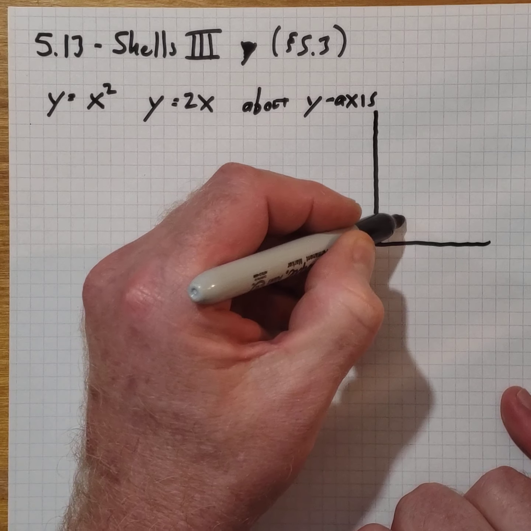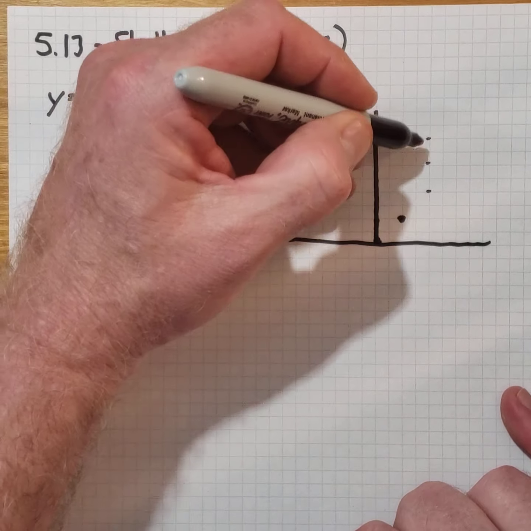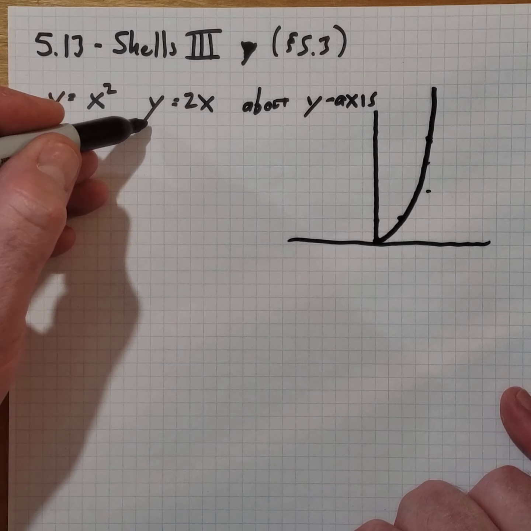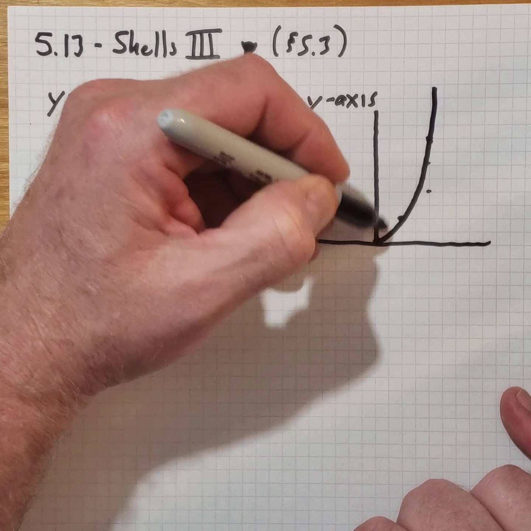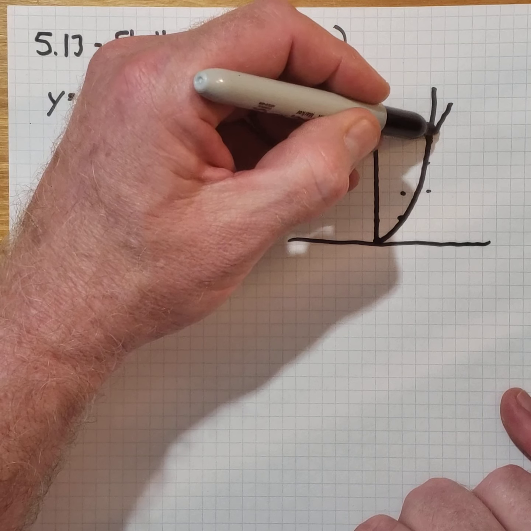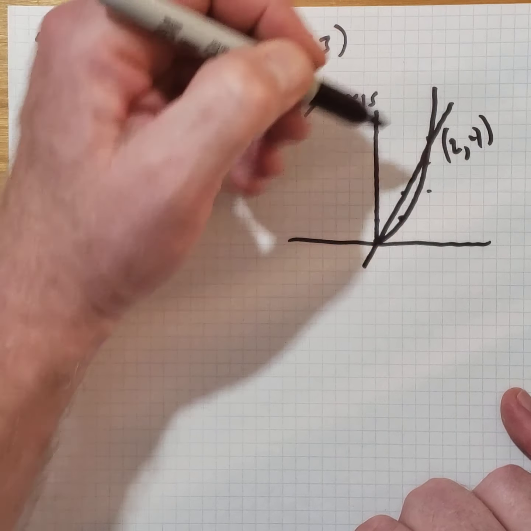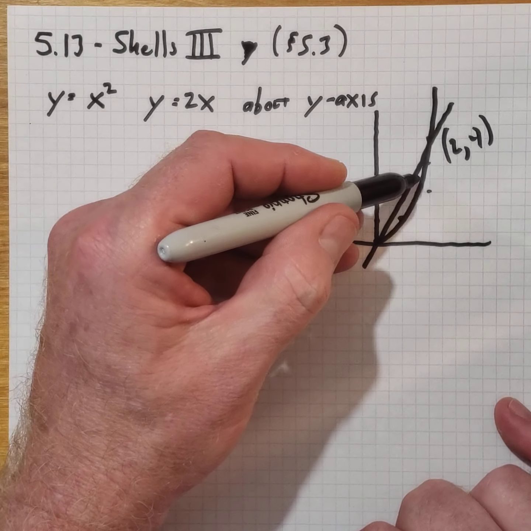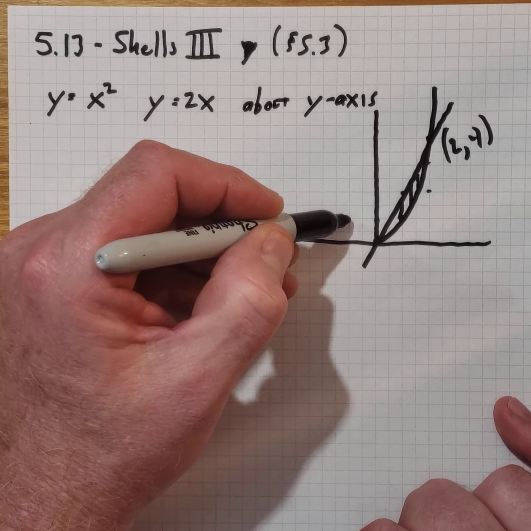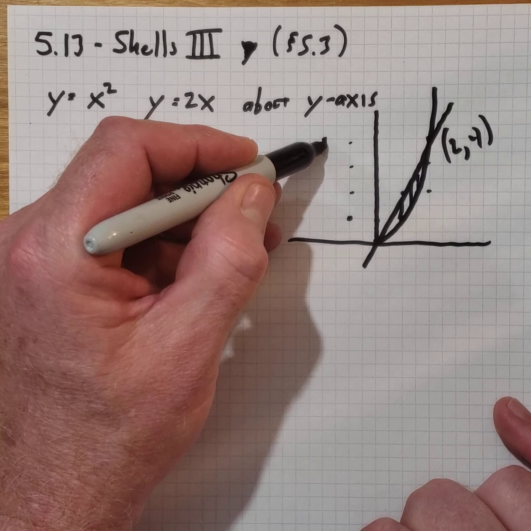Y equals x squared, (1, 1), and then (2, 4). We get our parabola. And then y equals 2x is just the straight line that goes through (0, 0) and also (2, 4). So the region we're talking about is this here, and we're rotating it about the y-axis this time. We did x-axis before.